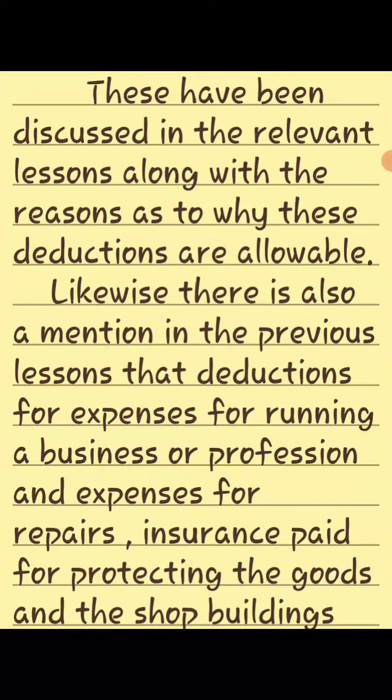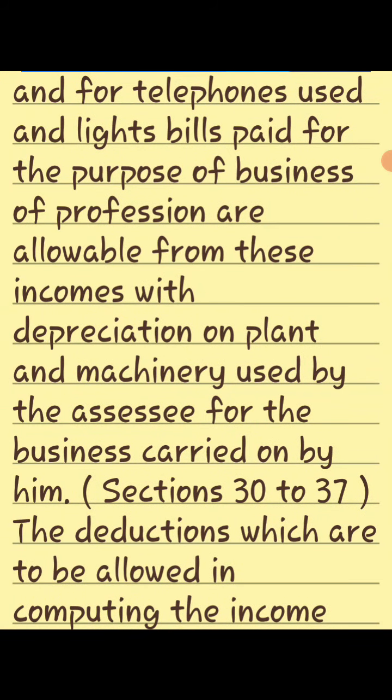Likewise, there is also a mention in the previous lessons that deductions for expenses for running a business or profession, and expenses for repairs, insurance paid for protecting the goods and the shop buildings, and for telephone used and light bills paid for the purpose of business or profession are allowable from these incomes, with depreciation on plant and machinery used by the assessee for the business carried on by him. Those deductions are under sections 30 to 37.